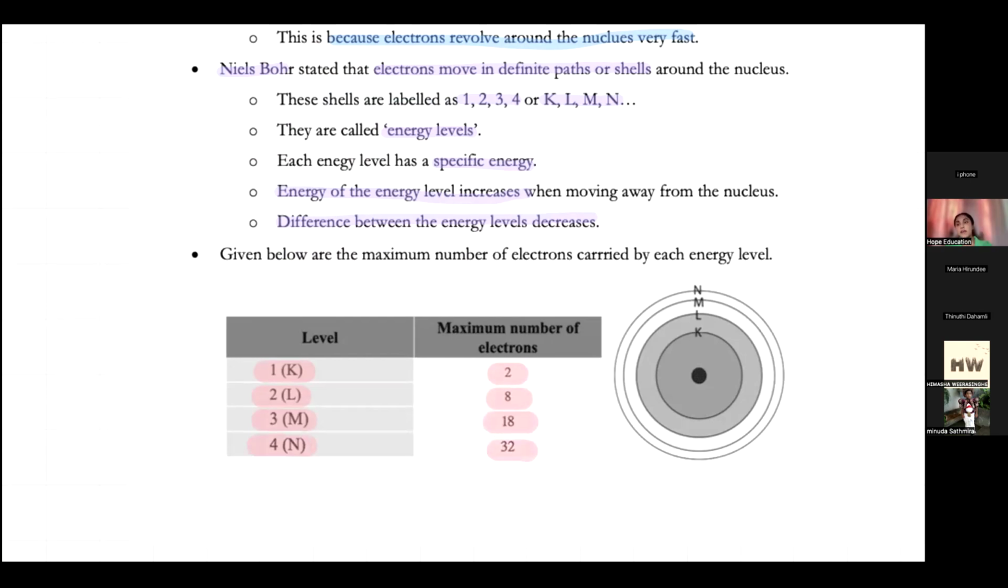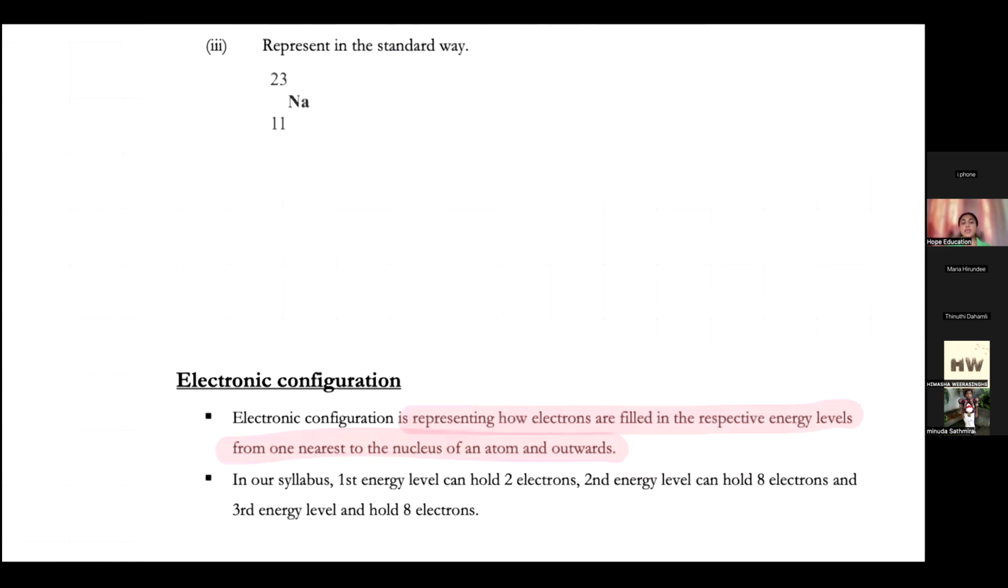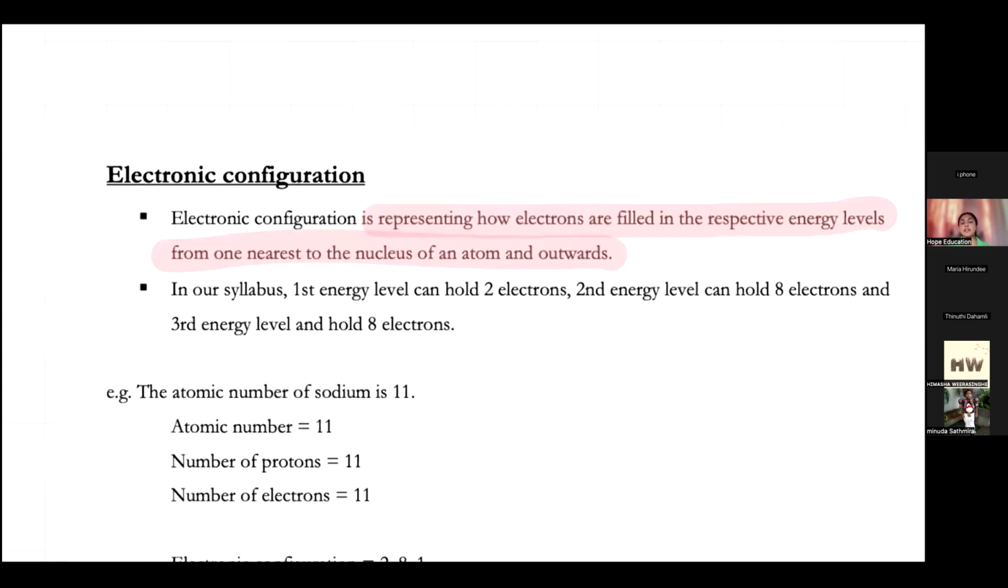This is quite advanced. You will learn this in A levels. But for O levels, we learn it this way. We say the first energy level can hold 2 electrons, and every other energy level 8 only. Now the first energy level 2 is fine, and the second energy level 8 is also okay. But earlier we learned the third energy level can hold 18. For our syllabus, the third energy level can hold 8 only.